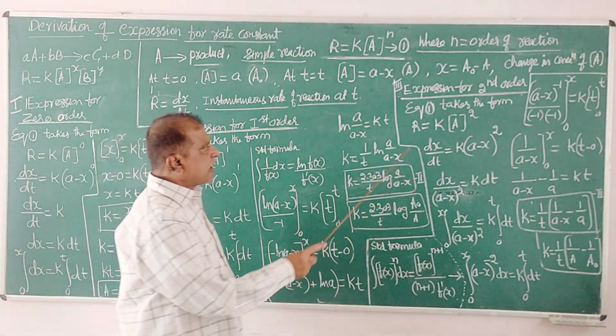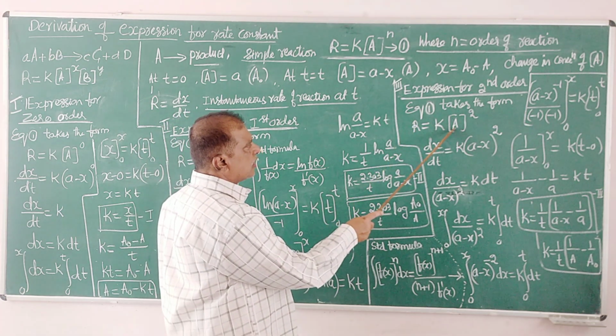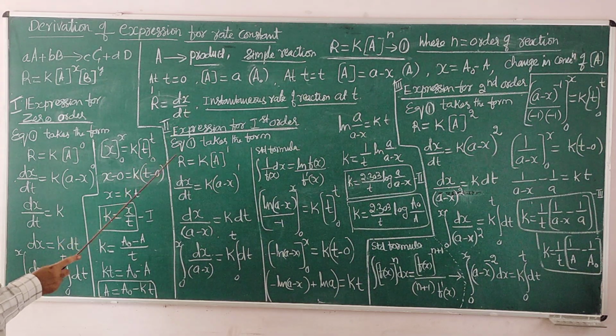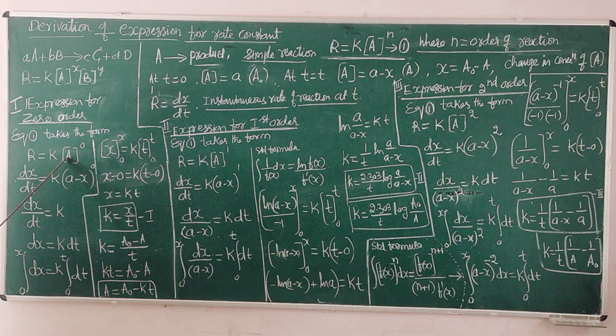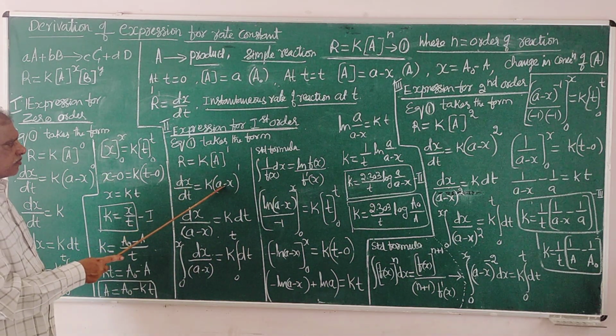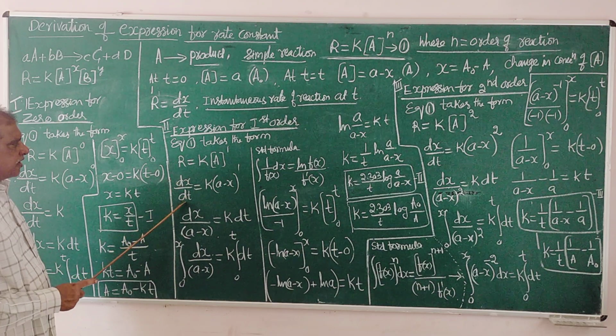Let us write the values of this and this at that instant. What is the concentration of A at that instant, after time t? A minus x. What is the rate? dx by dt. The exponential power remains the same. For first order, the concentration of A, and dx by dt, the rate of reaction.